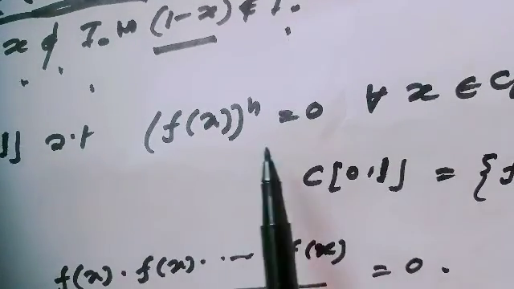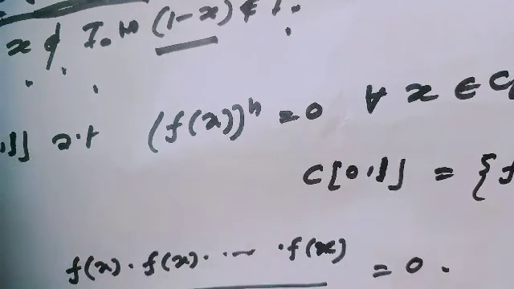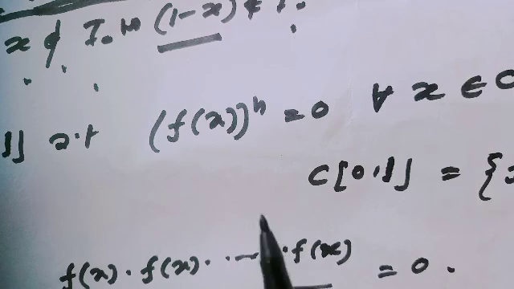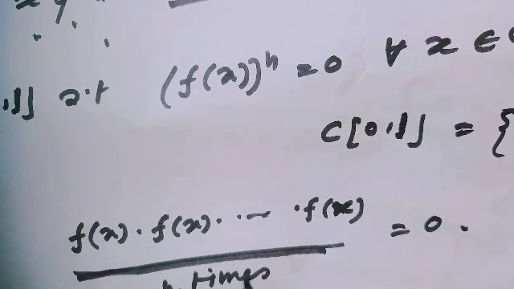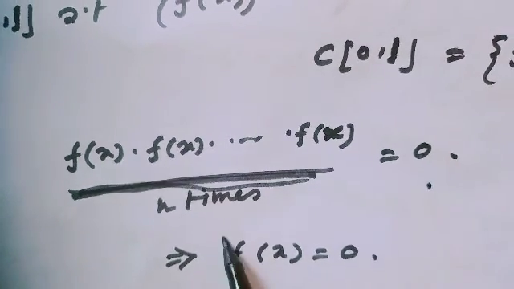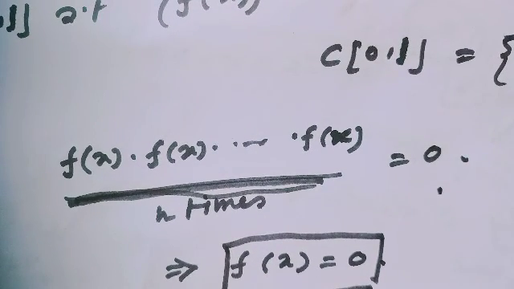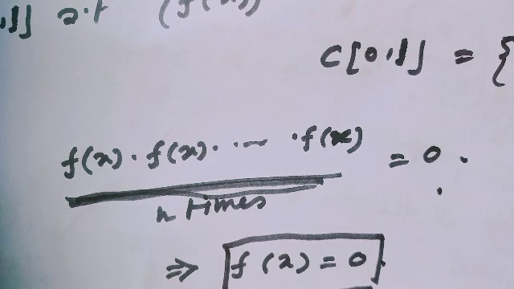And f(x) to the power n equal to 0 means f(x) times f(x), n times, equal to 0. And from this we can tell obviously this would be f(x) equal to 0. That means option 4 is obviously the right option. Are you getting? Okay.